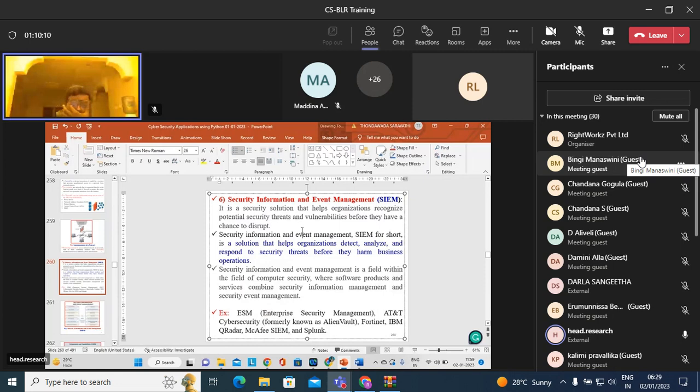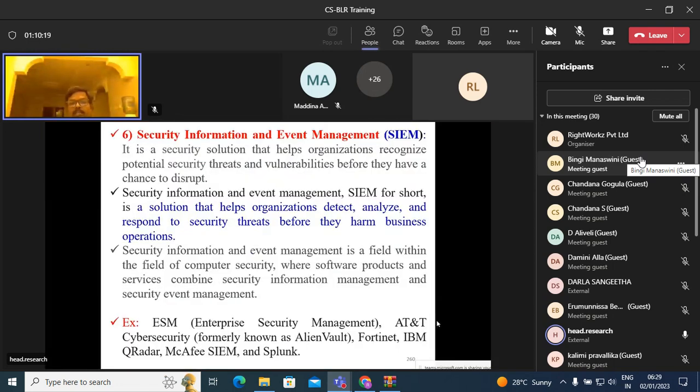Why are we using it? Whenever an attack happens, we need to use SIEM, security information and event management. It is a security solution that helps organizations recognize potential security threats and vulnerabilities before they have a chance to respond. Security information and event management is called SIEM for short.